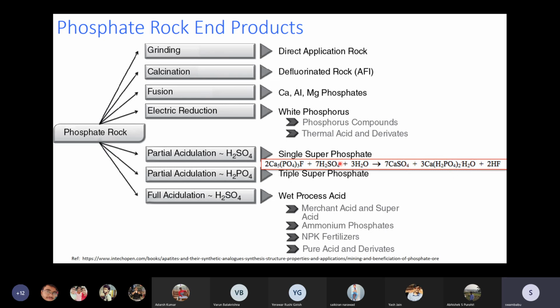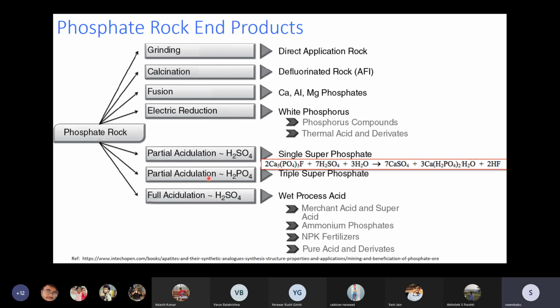If you take very dilute sulfuric acid and mix it with phosphate rock, what you get is single superphosphate. The concentration of P2O5, the concentration of phosphorus, in single superphosphate is higher than in the phosphate rock itself.